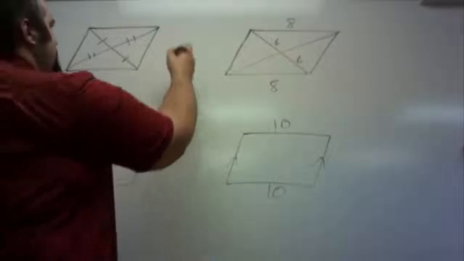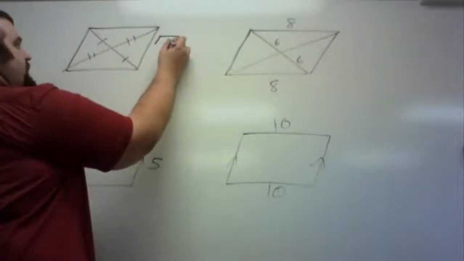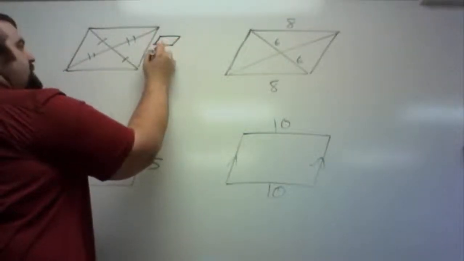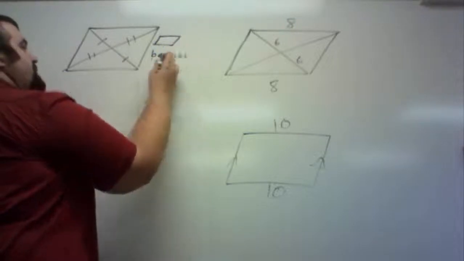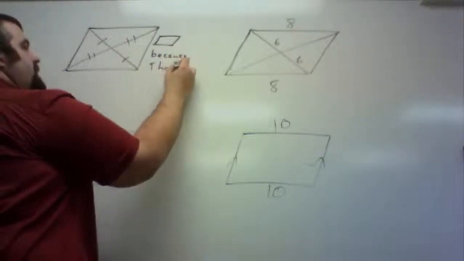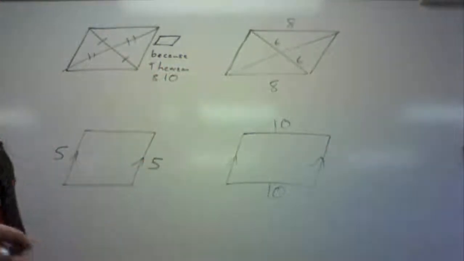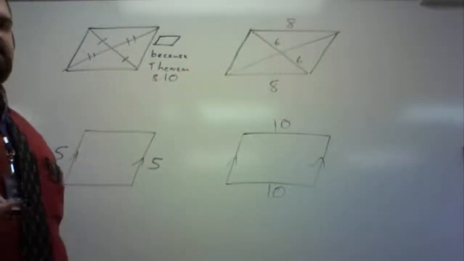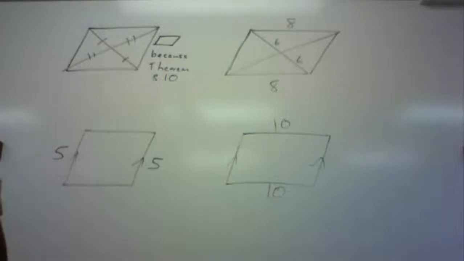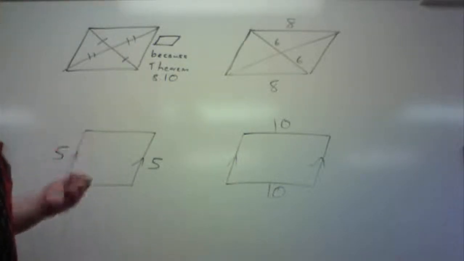Well, that means I know without a shadow of a doubt that this shape has to be a parallelogram because there's a theorem called 8.10. If a quadrilateral has its diagonals bisecting each other, that shape has to be a parallelogram. That's what that theorem says. Has to be. No way around it.